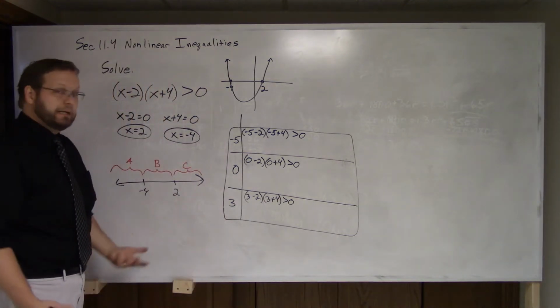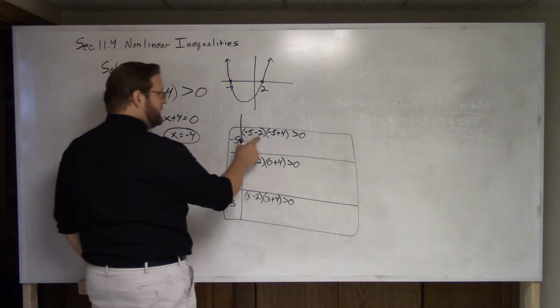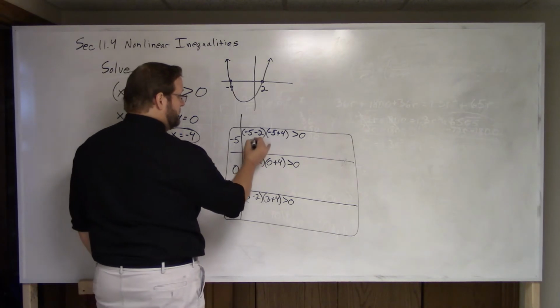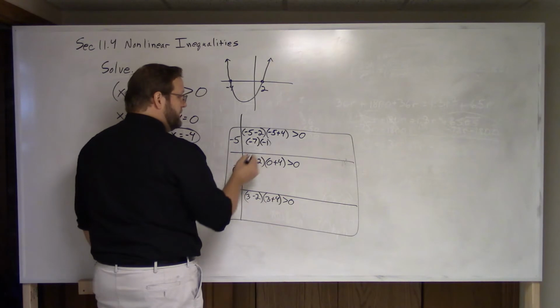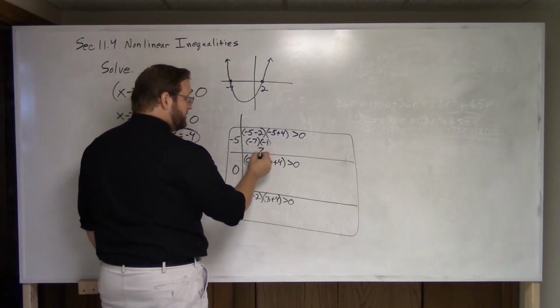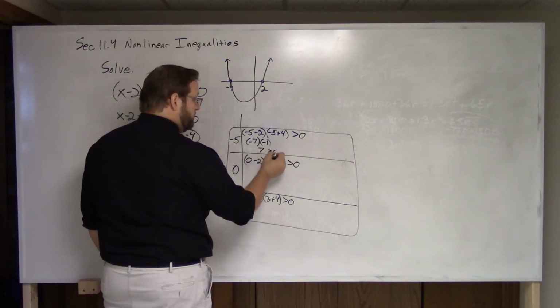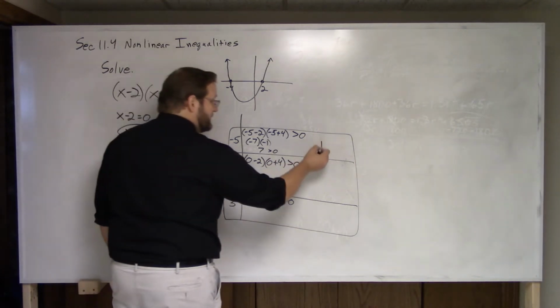Okay, let's work this out. Negative 5 minus 2 is negative 7. Negative 5 plus 4 is negative 1. Negative 7 minus 1 is 7. Is 7 bigger than 0? Yes, that is true.